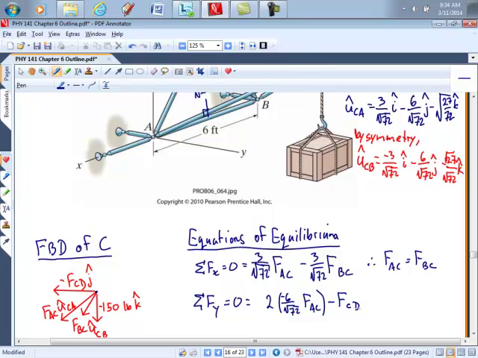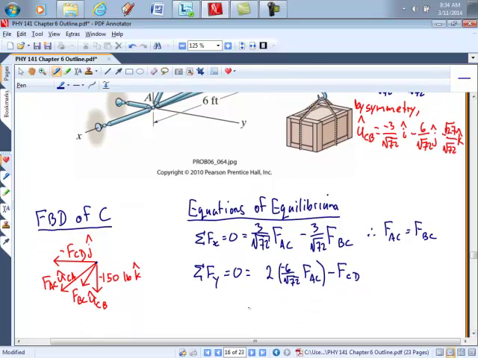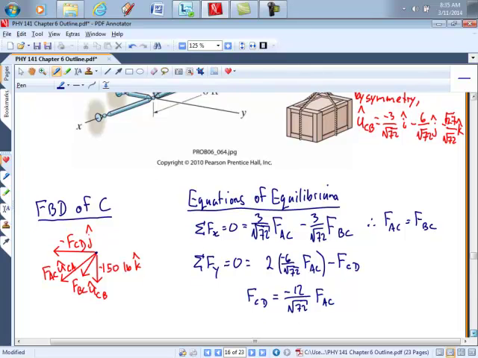No. So then I can also express FCD in terms of FAC. So FCD then is equal to negative 12 over root 72 FAC. That's right. So that means either this is in compression or both of these are in compression. My method of staring, you can probably figure out which one it is, or we'll go on to the next equation.